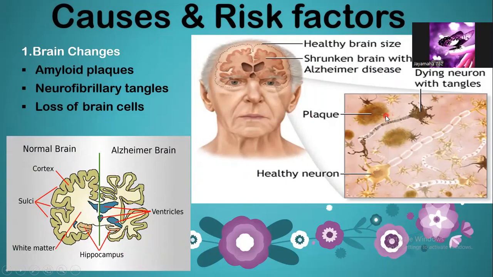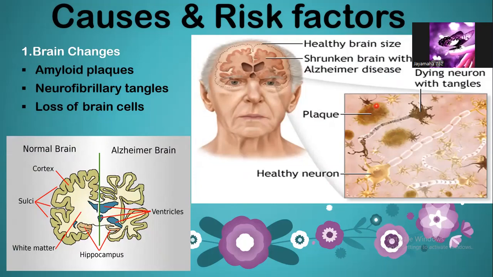Here, you can all see the amyloid plaques formation. The amyloid plaques illustrate abnormal clumps of beta amyloid proteins accumulating between the neurons. So, these plaques disrupt cell communication and contribute to brain inflammation and damage.